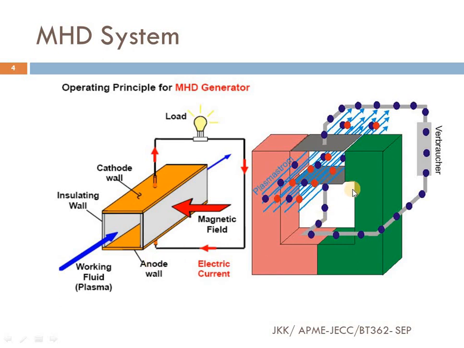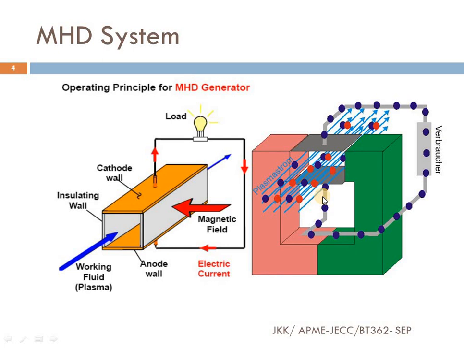This is another schematic. Here you can see the two magnets. The magnetic field lines will be like this, and these blue lines and circles are the gaseous working fluid, and this is the external circuit through which the electricity is being taken out. So this is the basic working principle.